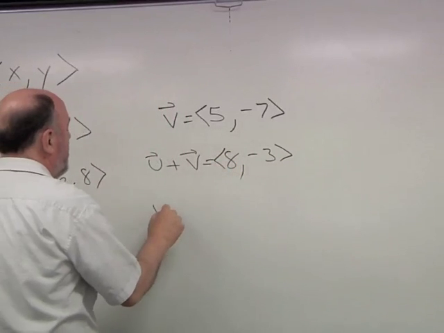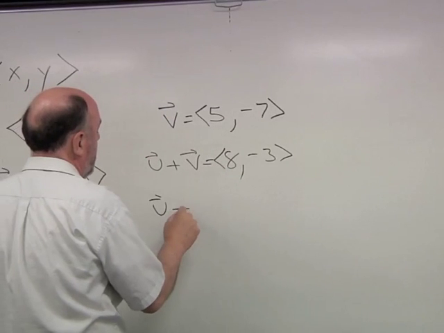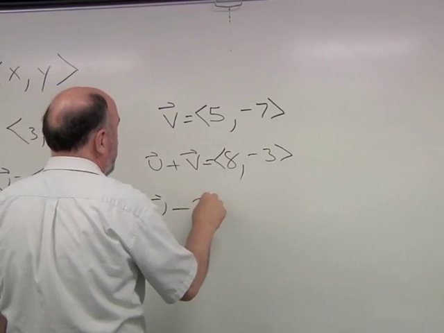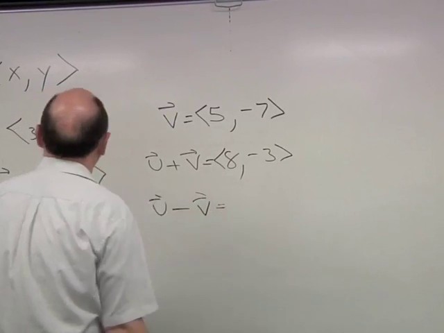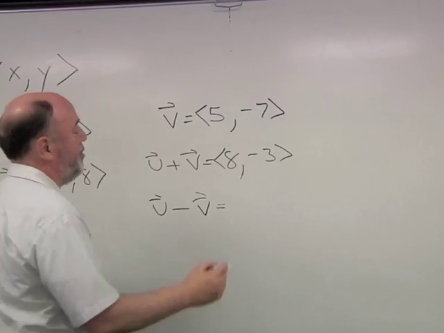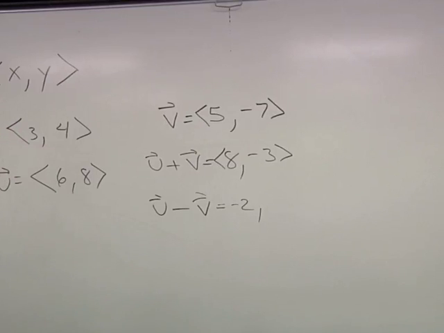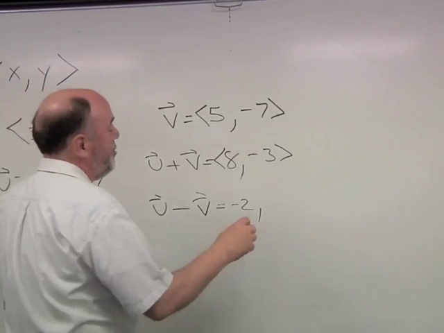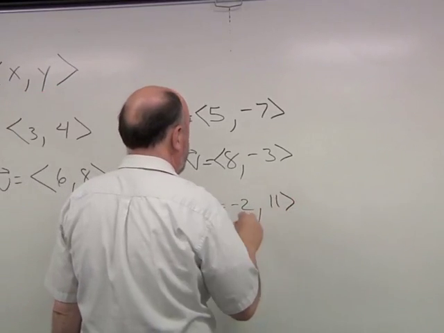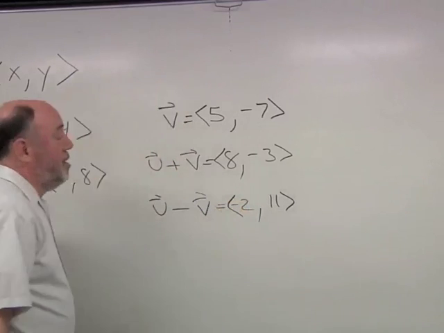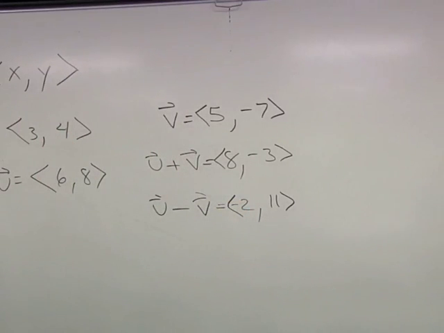We can also do subtracting. So u minus v. So 3 minus 5, which is a -2. And then 4 minus a -7, which will give us 11. So we can add vectors, we can subtract vectors, we can multiply them by a constant, and so on.